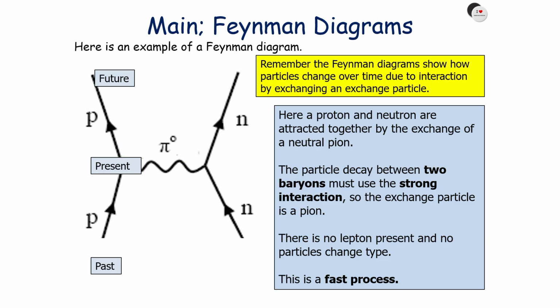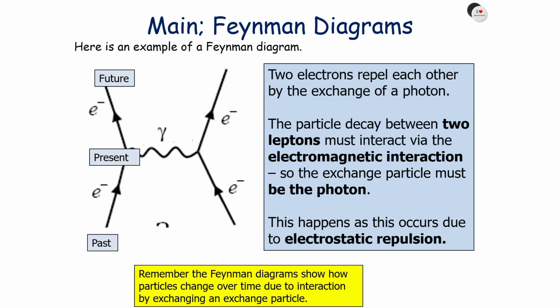So let's have a look at an example of a Feynman diagram. Remember that these diagrams are showing how the particles change over time due to interactions by exchanging an exchange particle. So here you've got two baryons, so therefore it's the strong interaction. The exchange particle is the pion because there's no particles changing type and there's no leptons present. Here it's due to electromagnetic repulsion, so our exchange particle is the photon.